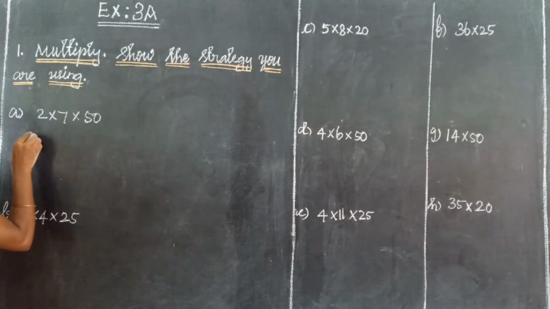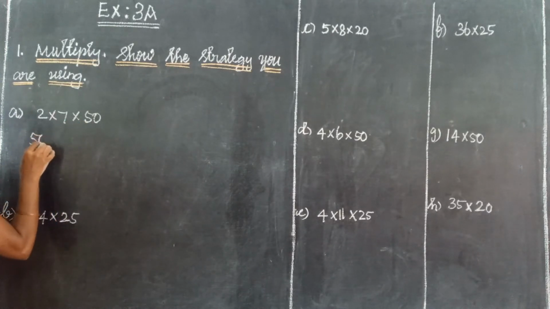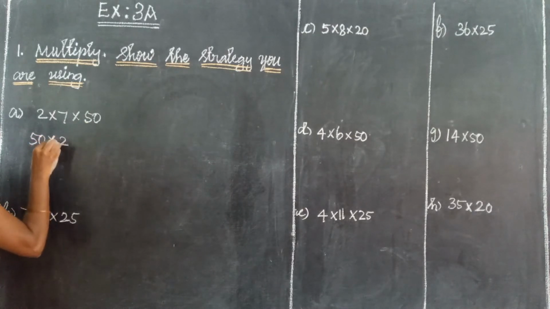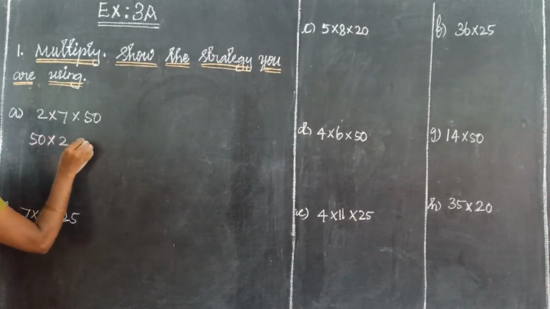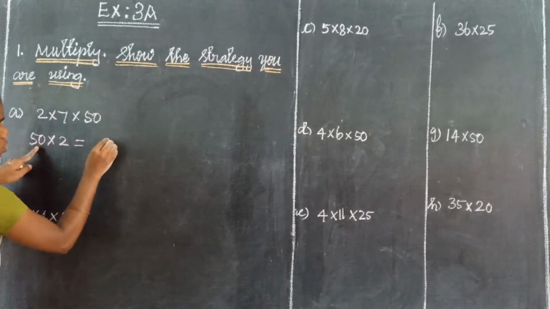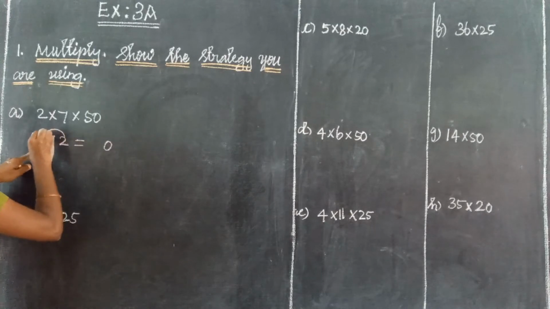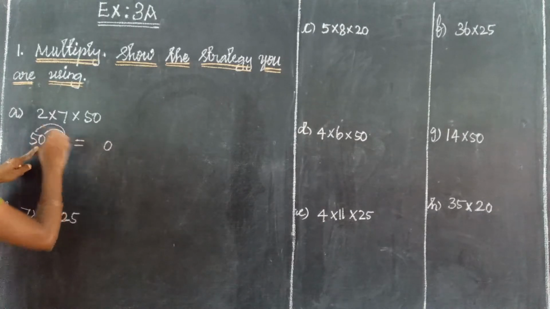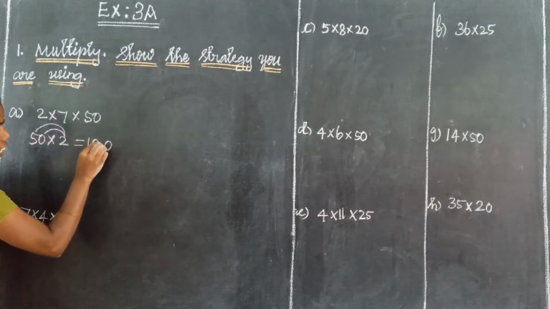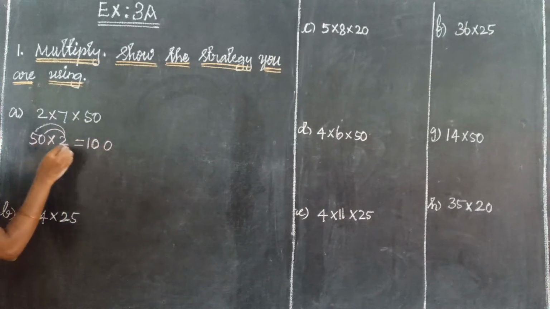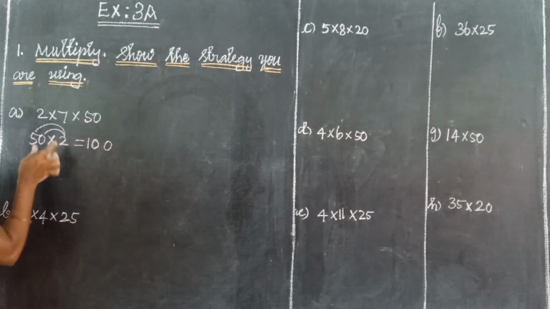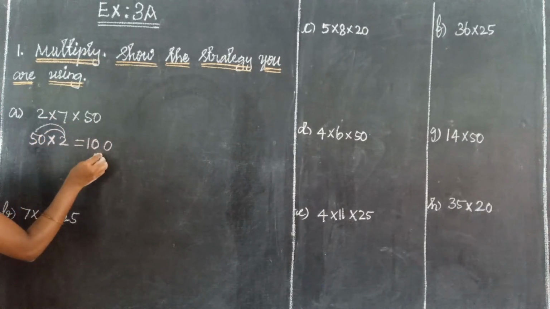So first, I choose this 50, and then the second one is 2. 2 into 0, 0; 2 into 5, 10, that is 100, is it? Yes, that is 100. So 50 into 2 is equal to 100. So I have used the 2 and the 50. When I multiply, the answer is 100, is it?